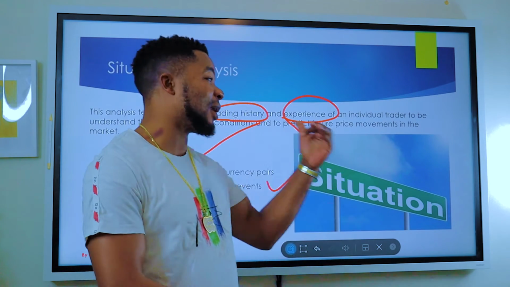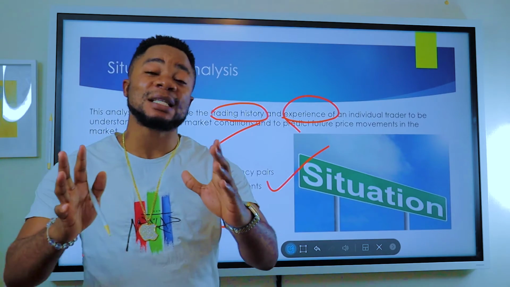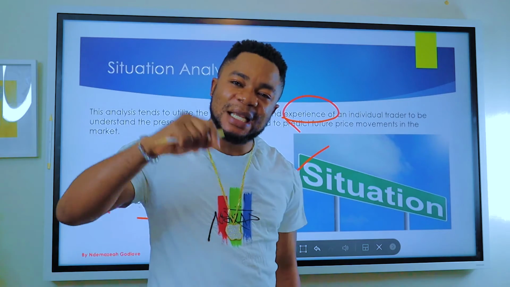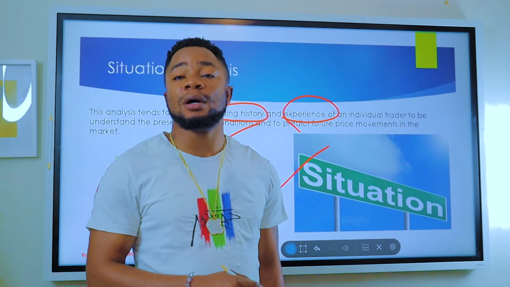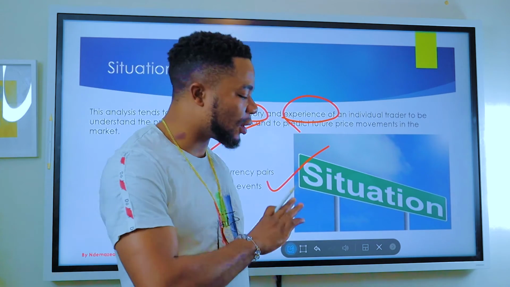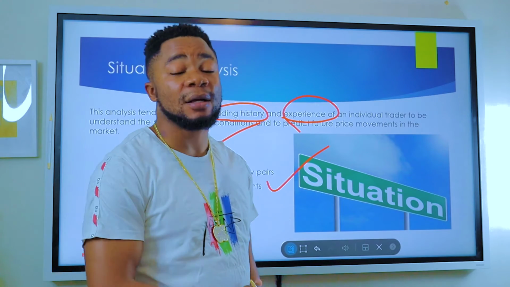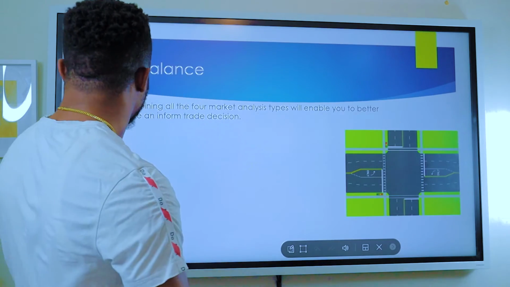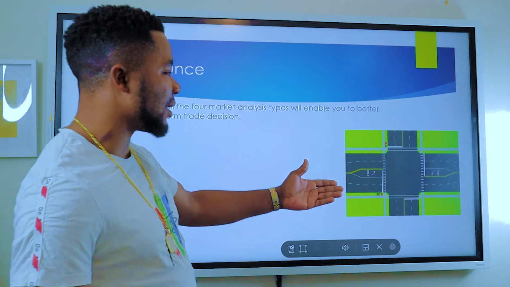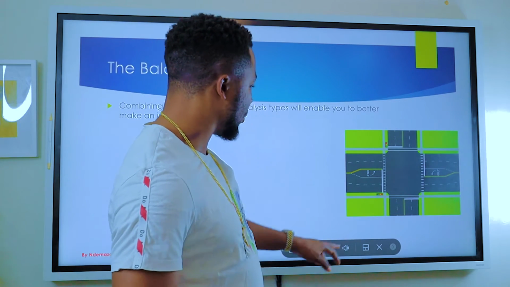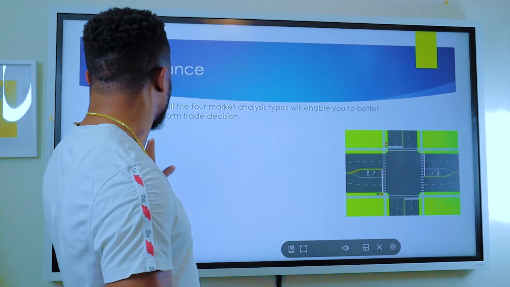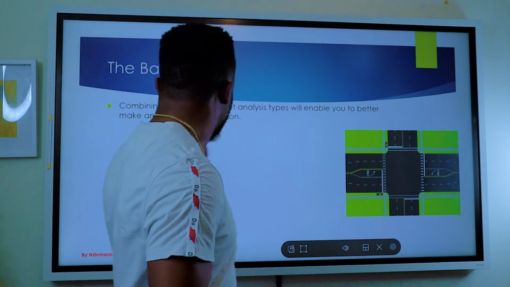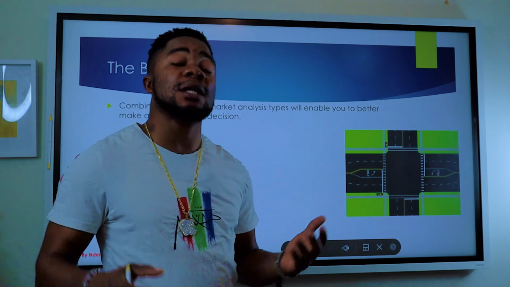This should be the first time you're hearing about situational analysis, and the first time you're going to be implementing another key ingredient, another key catalyst into your trading journey, which is going to catapult you to another level. All right, so with that being said, let's see what we have. So the balance between all this: here we have the 4 systems, and they say combining all the 4 market analysis types will enable you to better make an informed trade decision.